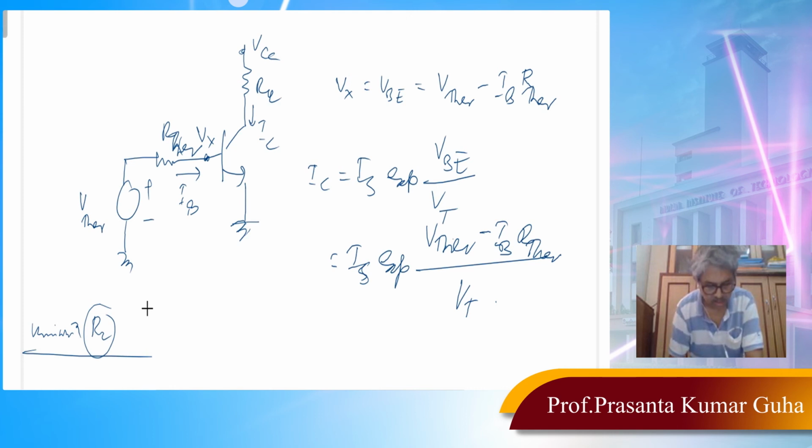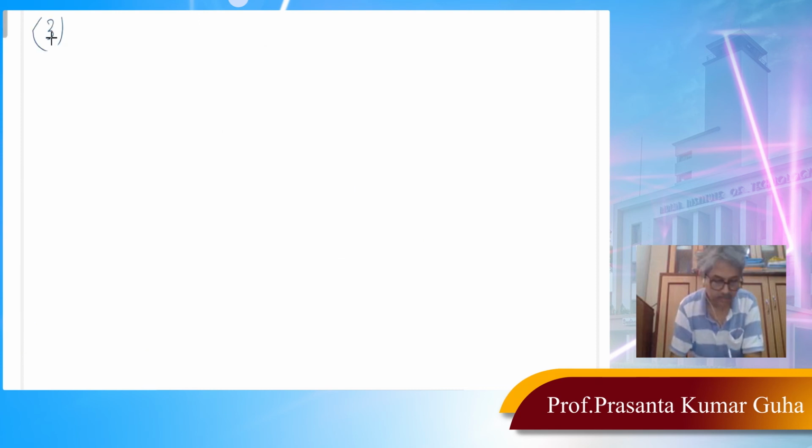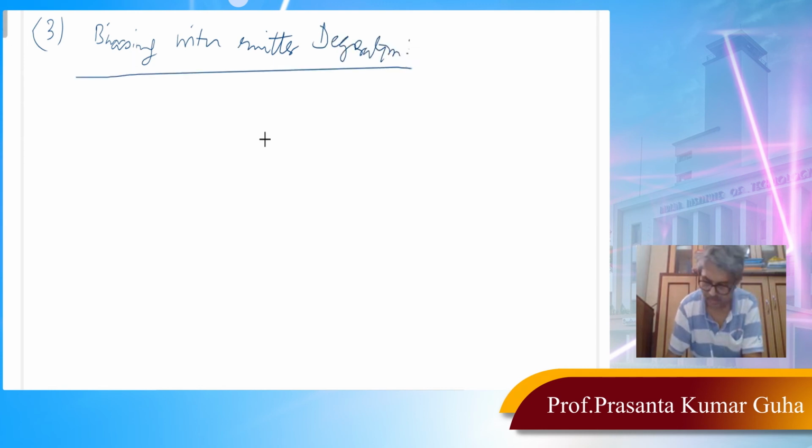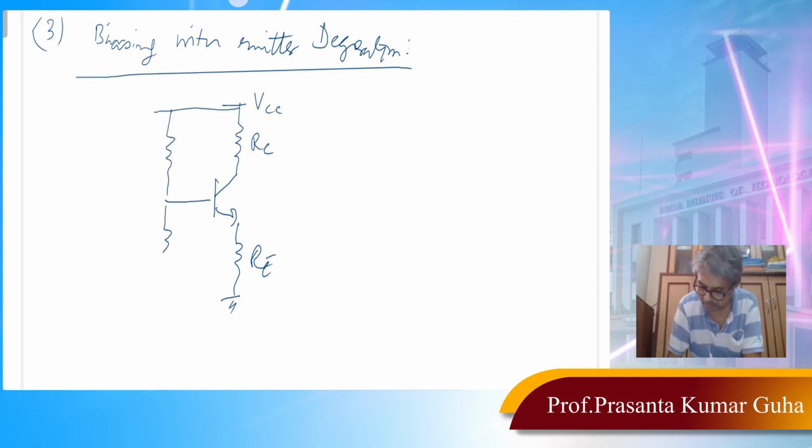Okay, now how to improve this situation? Okay, the third example we would like to discuss now is biasing with emitter degeneration. In this case, instead of connecting the emitter directly, we are connecting the emitter to the ground through a resistor RE.